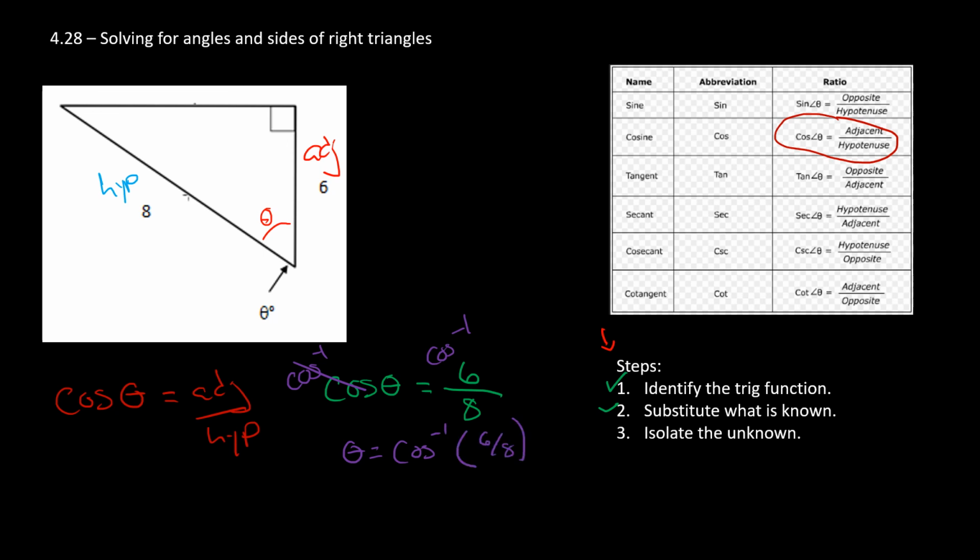Now you can reduce that 6 over 8 to 3 over 4, but if you were to put this into the calculator, you would get the same answer regardless, so I don't want you worrying too much about that simplifying, but you could also say cosine inverse of 3 over 4.